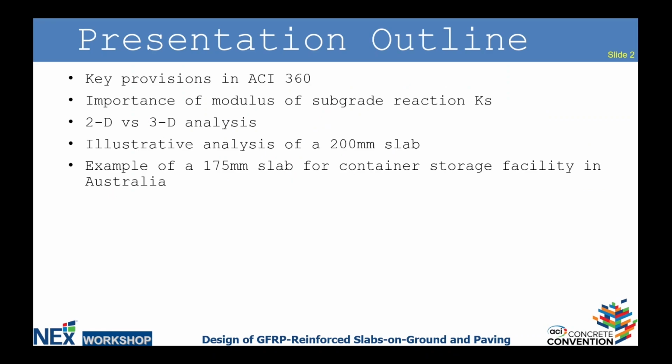Okay? We're going to look at some key provisions in ACI 360 and how it relates to what I'm talking about today, and the importance of establishing the modulus of subgrade reaction, Ks. Looking at historically what has been done in terms of modeling and analysis of slab-on-grade using 2D versus 3D. And then I will provide you some illustrative examples. And that's the colorful part, yeah, the 200 millimeter thick slab, and then a case study.